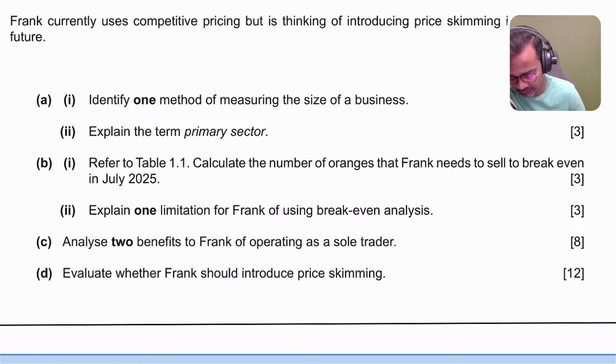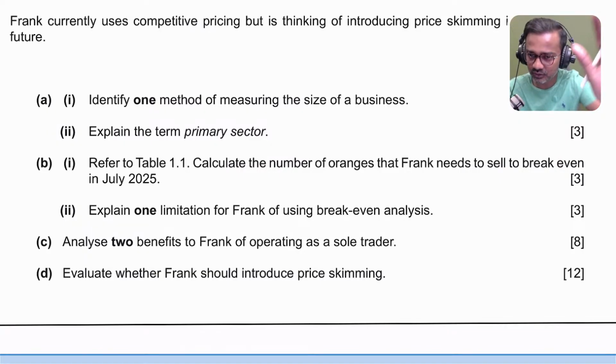So the first one will ask me to identify one method of measuring the size of a business, and part 2 is explain the term primary sector. Now, for part A, you don't necessarily need to compare it to or connect it to the business. But if you do, you still get marks for it. You don't lose marks for it.